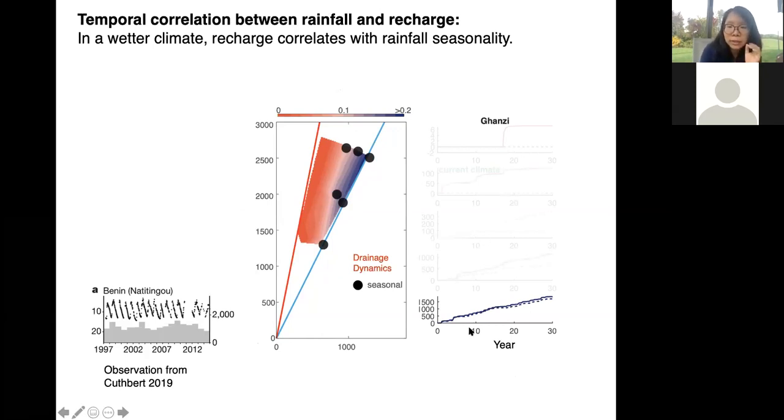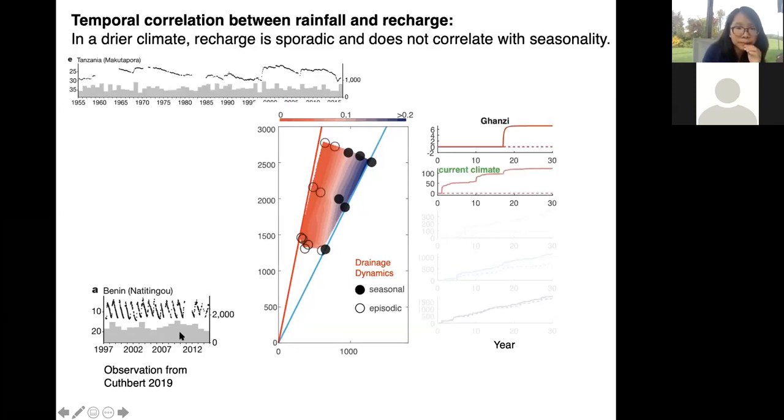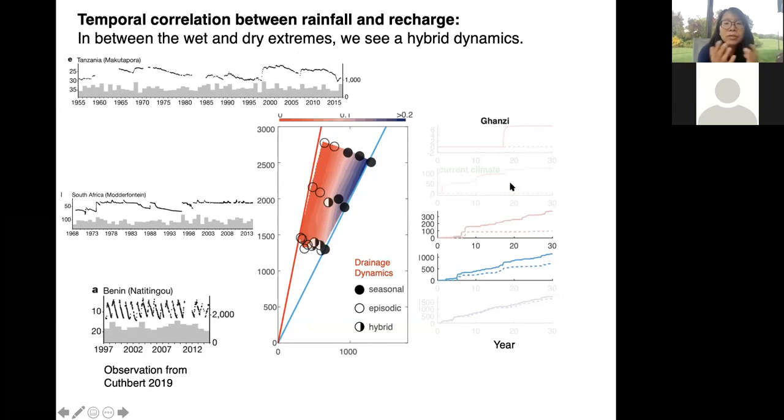This is shown here by example in Ganzi, where you can see that the recharge over time is a very smooth curve that increases with years. And you can see an example here in the field. However, if you're in a very dry climate, we observe that recharge is sporadic and does not correlate with seasonality. So here's an example in the field, and here's an example shown in our simulation for the drier climate for Ganzi. And lastly, when you're somewhere in between the two extremes, we do see a hybrid dynamics of sporadic and seasonal.